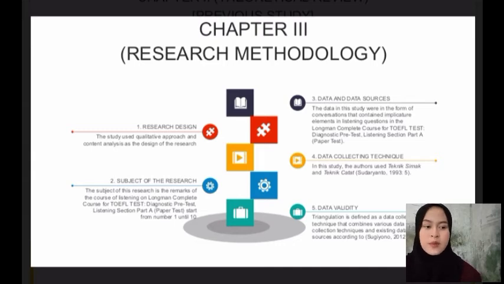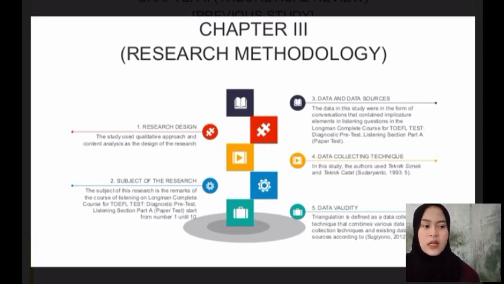Well, then the subject of the research is the utterances of the listening course, Longman Complete Course for TOEFL Test, diagnostic pretest, listening section Part A, paper test, from number 1 until 10. And then data and data sources. The data in the study were in the form of conversation, dialogue that contains implicature elements in listening questions, on Longman Complete Course for TOEFL Test, diagnostic pretest, listening section Part A, paper test.